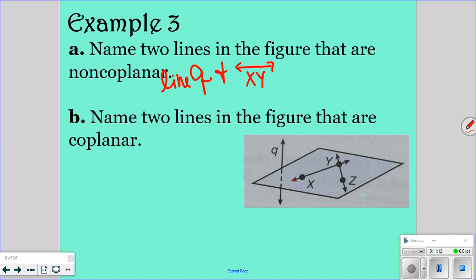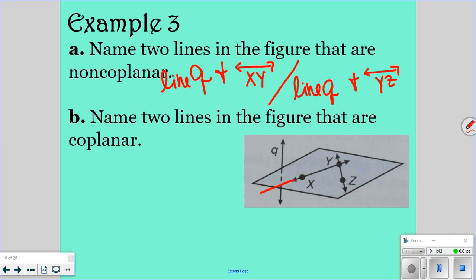If this one kept going, it looks like it would intersect, but it would actually just go in front of, and it's only because of the 2-dimensional drawing that it makes it look like they intersect. But they don't actually touch here. There's some space in between them. You could also say that line Q and line YZ are non-coplanar because they do not intersect. So either one of those options would work.